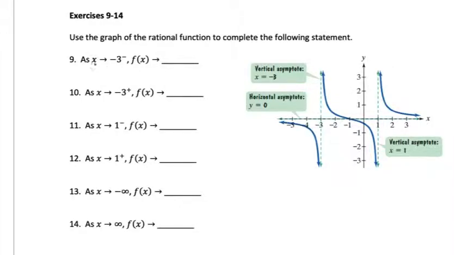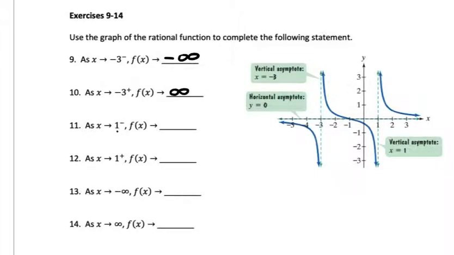So this is as x approaches negative 3 from the left. So we need to find negative 3 on the x-axis and look on the left-hand side of that. Now the arrow here is pointing downward. So that means the function value is approaching negative infinity. As x approaches negative 3 from the right, so we find negative 3, on the right-hand side, the graph has an upward pointing arrow. So this is approaching positive infinity.